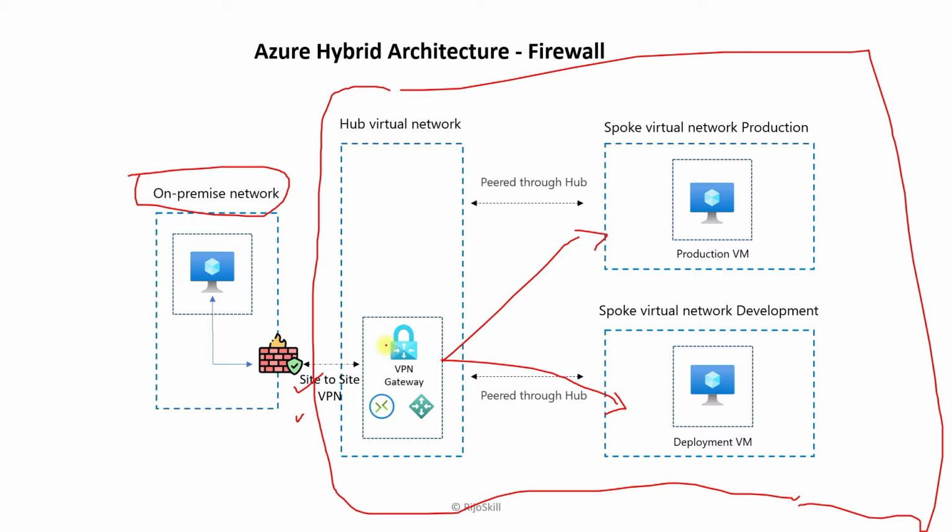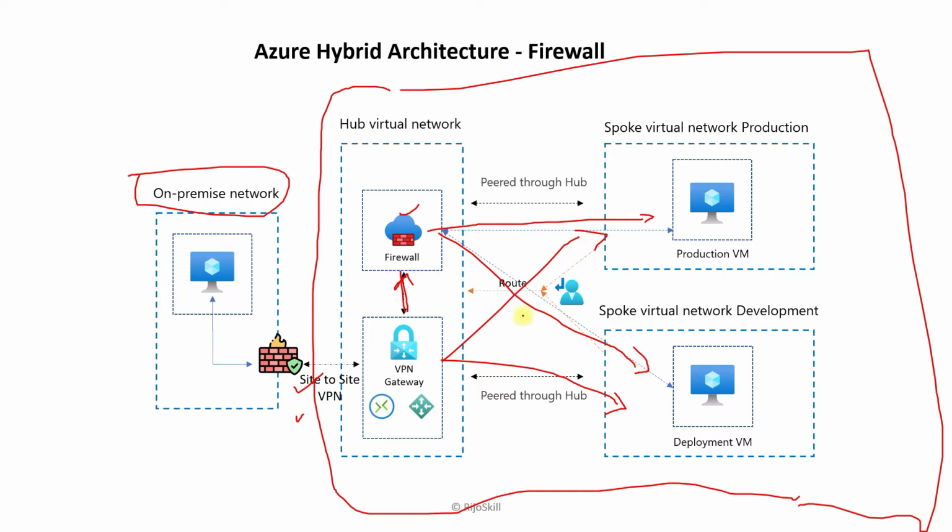So my aim is to deploy my firewall here. This firewall is Azure Firewall. After Azure Firewall is deployed, all the traffic to the production VM and the deployment VM will go through the Azure Firewall. It will not pass directly to the VPN gateway like this. This is the diagrammatic representation.